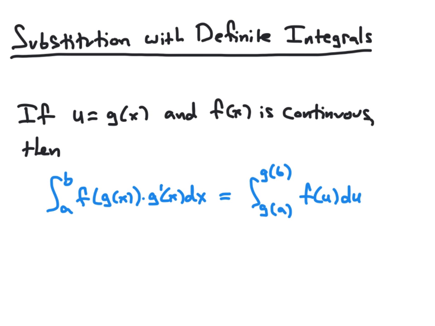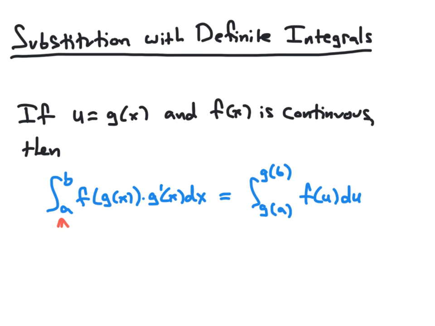The substitution rule for definite integrals states that if u is equal to g of x, and f of x is continuous, just like in the indefinite integral case, then the definite integral from a to b of f of g of x times g prime of x dx is equal to the definite integral from g of a to g of b of f of u du. Notice that the integrand is exactly what it was in the indefinite integral case. The only difference here is that we are now adding on limits of integration.